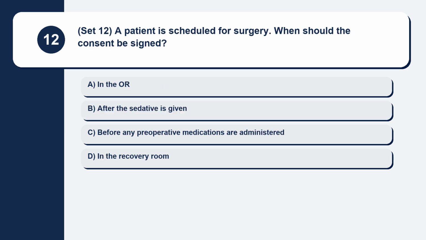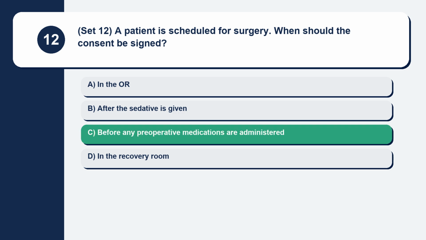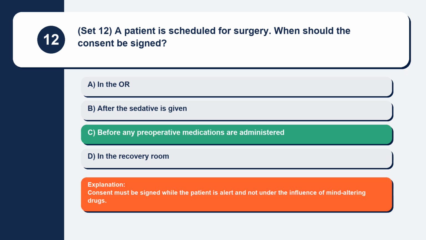Question 12. Set 12. A patient is scheduled for surgery. When should the consent be signed? In the OR, after the sedative is given, before any preoperative medications are administered, in the recovery room. Consent must be signed while the patient is alert and not under the influence of mind-altering drugs.